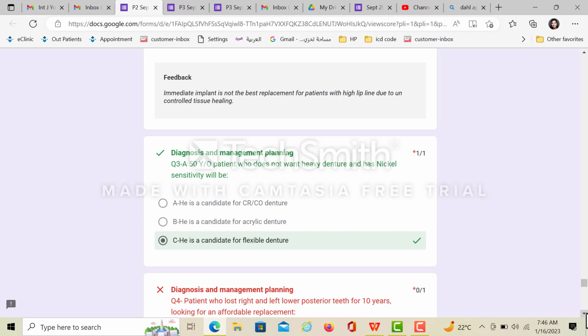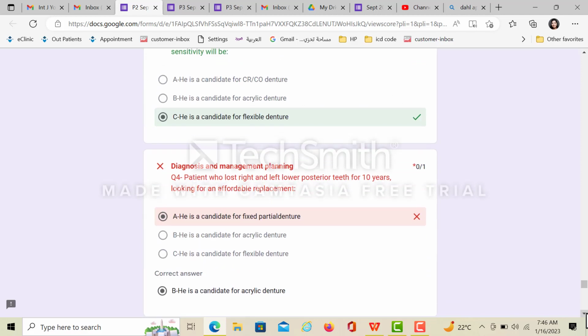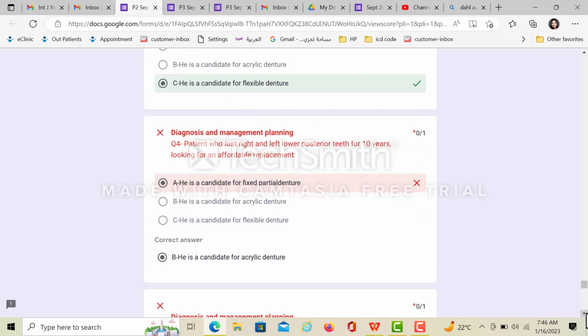So your answer becomes flexible denture. Patient who lost right and left lower posterior teeth for 10 years. Which classification is that? Kennedy's class 1. Looking for an affordable replacement. Affordable means what? Acrylic denture. Here again you can say flexible denture, but when both the posterior teeth are missing, it's better to go with a sturdy acrylic denture. Flexible denture is not going to give that kind of support when bilateral saddle cases are there. Understood? So you have to think.